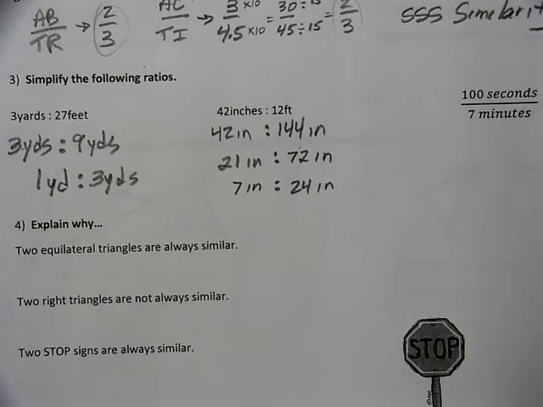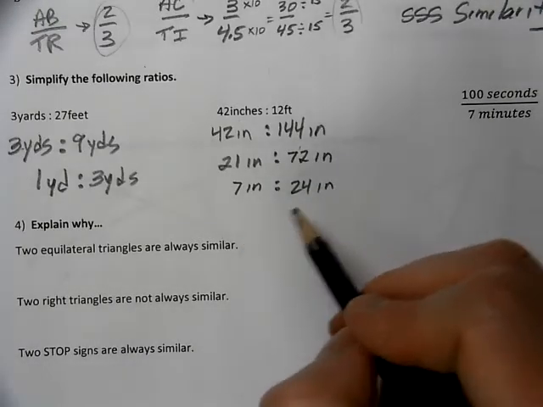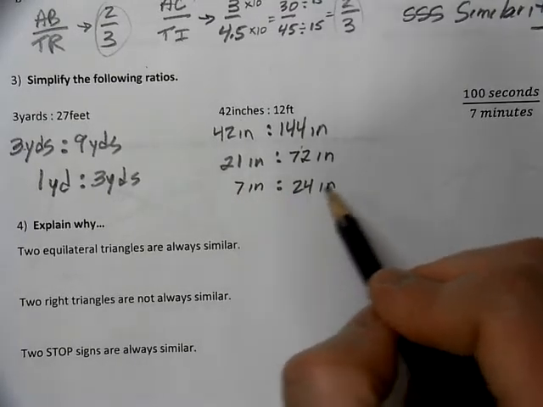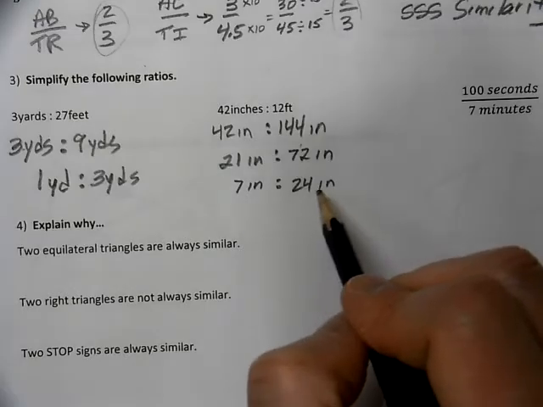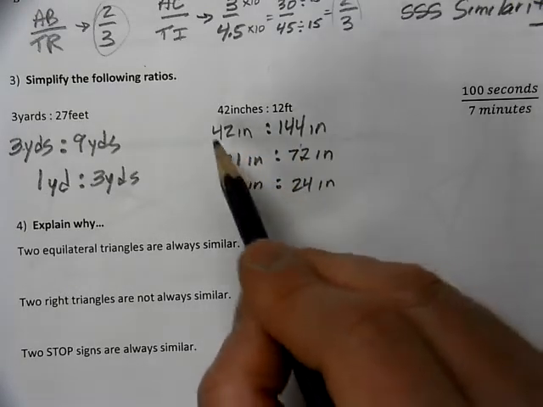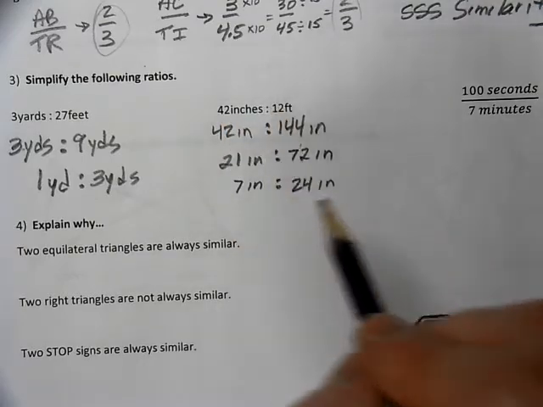7 inches to 12 inches. Or, sorry, 24 inches, which would really be 7 inches to 2 feet. But to do our reducing, they have to be in the same units. You cannot just work with the 42 and the 12.